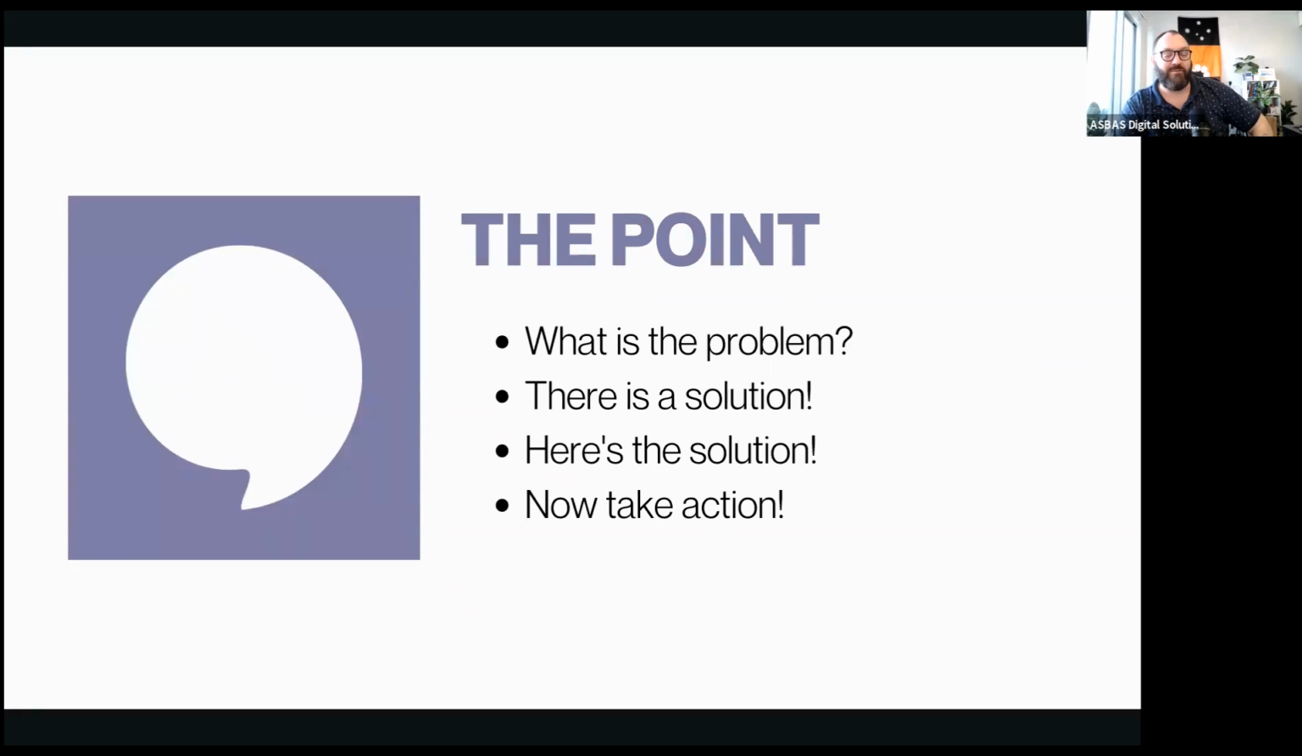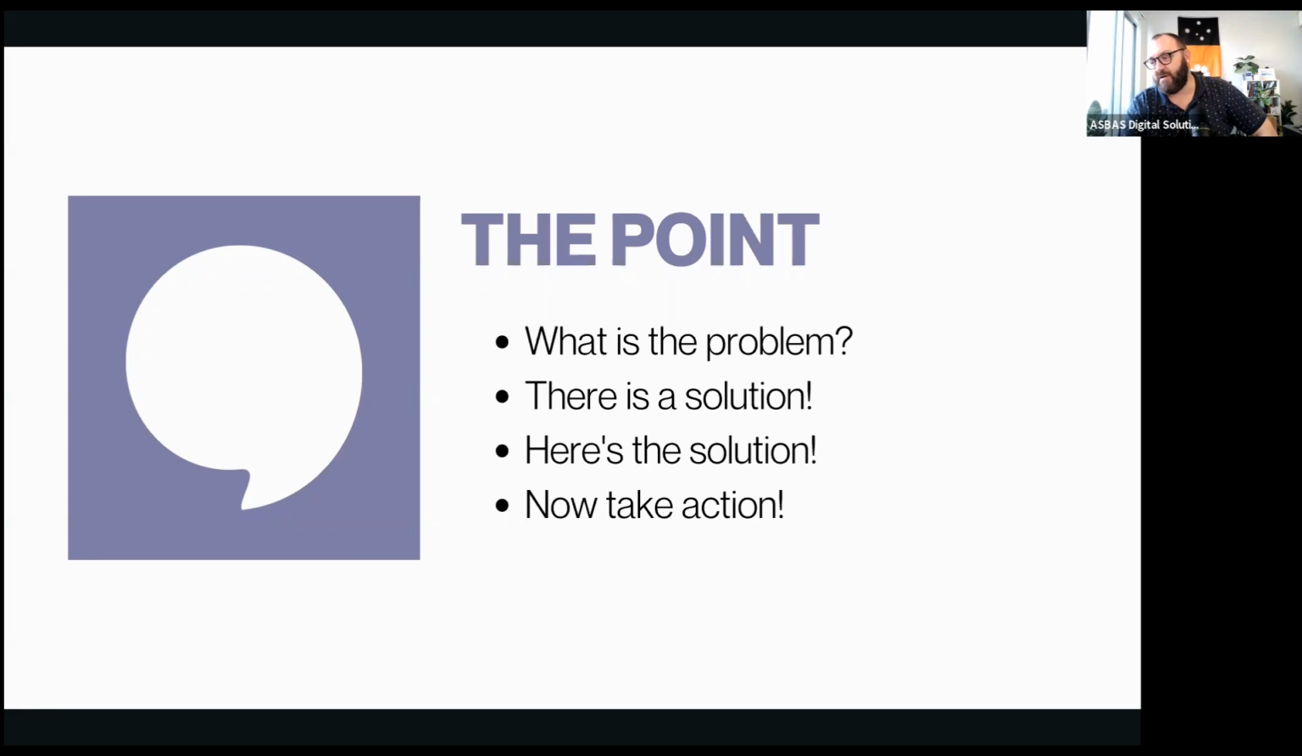To second number 3, we're looking at the point. I call this the circle of threat. I've used this quite often in the Mad Men video that we did the other day, and in the story brand webinars that I often run. It's the wheel of threat. It asks, what is the problem? Well, there is a solution to that problem. Here's the solution. Now take action on that solution. It's saying that you're vulnerable to a threat. Luckily, there's a solution to that threat. Here's what the solution is. Now it's up to you to take action.